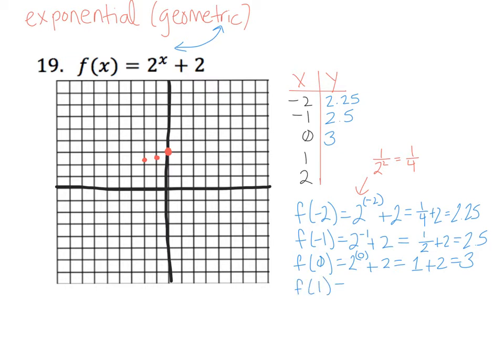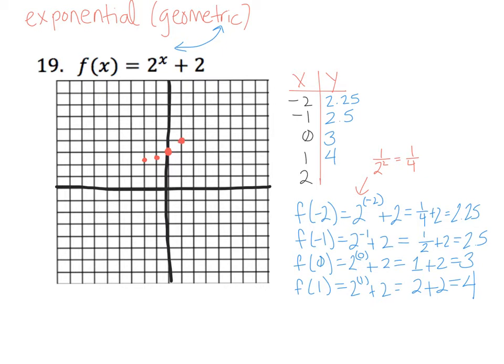Next we have f of 1, so 2 to the 1 power plus 2. 2 to the 1 is 2, plus 2 is 4. So when x is 1, when I plug in x, I get 4 as my output. Let me graph that one real quick. 1 comma 4, so I'm right there.